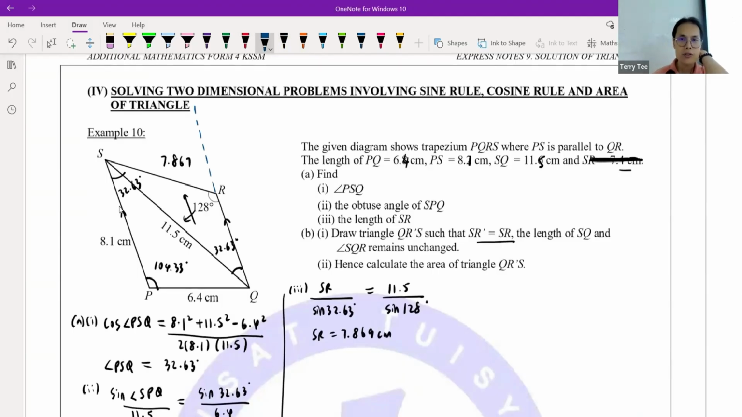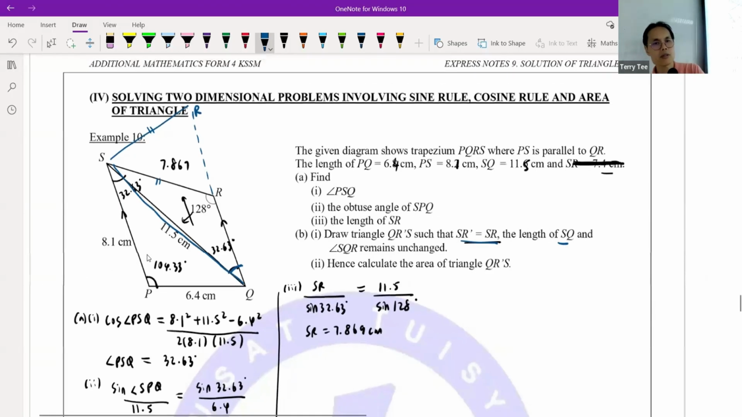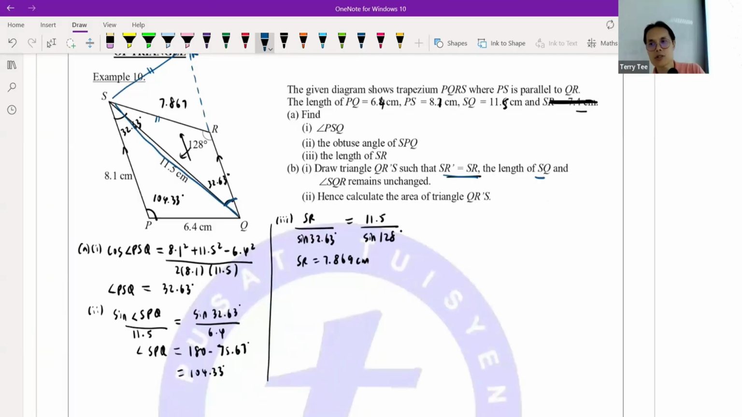Okay, because your SR equals SR prime, that means SR should be here, right? Same length, right? Okay, these two must look about the same length. And you want to maintain the length of SQ, right? SQ doesn't change. SQ here. You want to maintain this angle, SQR doesn't change. So your triangle, I know it looks a bit weird because it's in this orientation here.